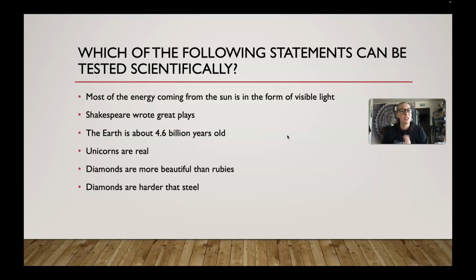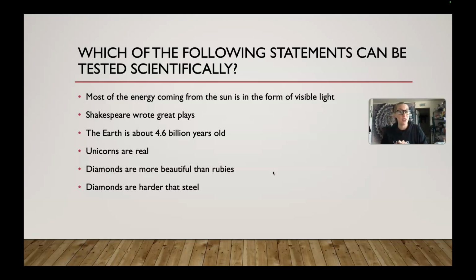Second to last one here, diamonds are more beautiful than rubies. That again is an opinion, right? I'm personally not a diamonds gal. I personally prefer other stones. So would I say that they're more beautiful than rubies? No, but some folks really love diamonds for whatever reason, and so they may say that diamonds are more beautiful than rubies. But again, that can't be scientifically proven.